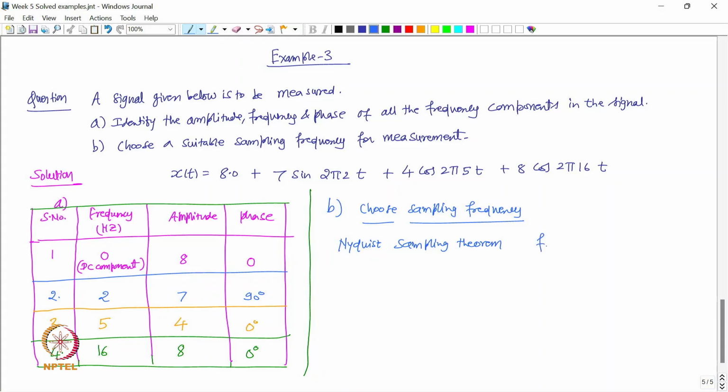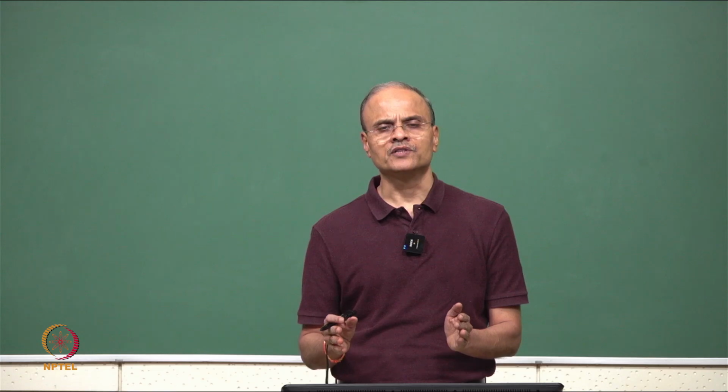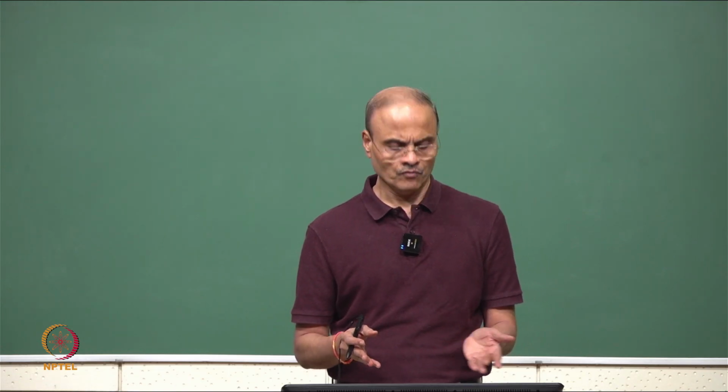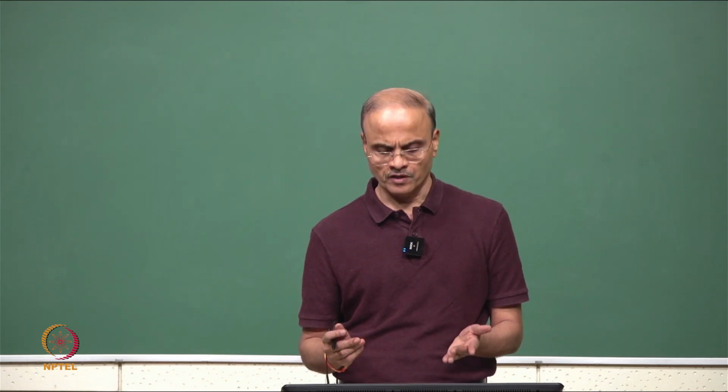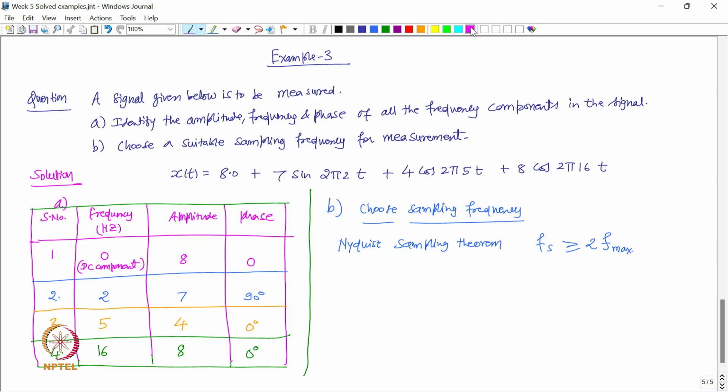That the sampling frequency must be greater than or equal to twice the highest frequency component present in the signal. So, f max is the highest frequency component present in the signal. The sampling frequency must be at least twice of that; more can also be taken, but the minimum will be twice the highest frequency component present in the signal. In the present problem the signal is given and in part A we found what frequency components are present.